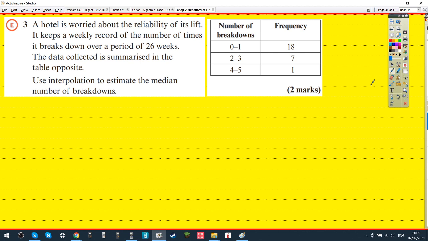So would you work out the total first? Yeah. Which would be 26.